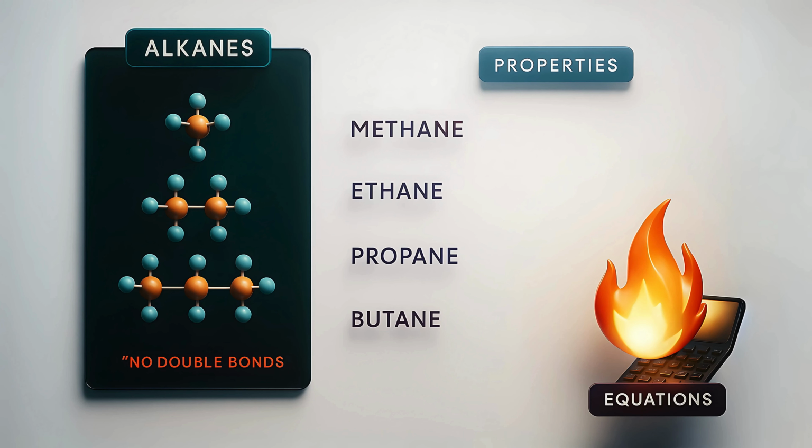In the previous video, we learned that alkanes are a homologous series of hydrocarbons composed entirely of carbon and hydrogen atoms. These molecules contain only single covalent bonds and no double bonds, which makes them saturated compounds. We also covered the names and molecular formulas of the first 4 alkanes in the series: methane, ethane, propane, and butane. In this video, we're going to discuss the physical properties of alkanes and understand how to write balanced chemical equations for their combustion reactions.